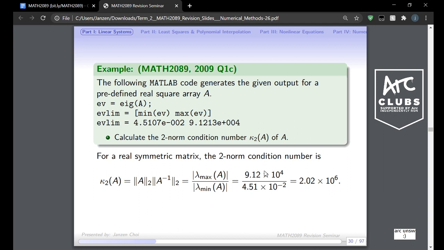Calculate the 2-norm condition number. Yep, so we're just getting the maximum eigenvalue and the minimum eigenvalue, absolute valuing them, and putting them into this expression here. So it gives us 2 times 10 to the power of 6. And because these are already positive, the absolute values don't really do much.